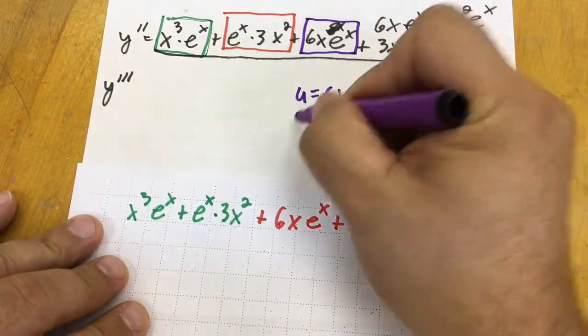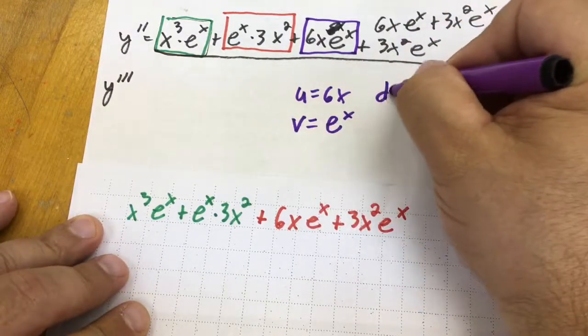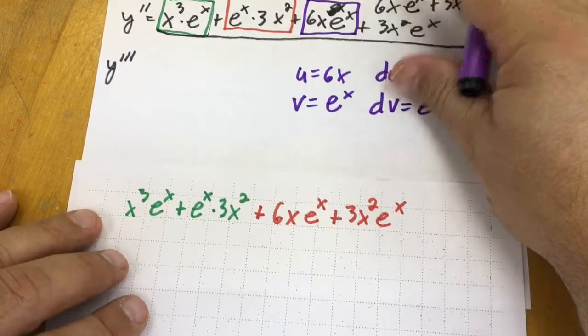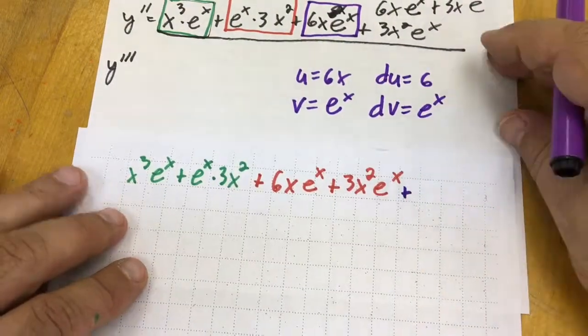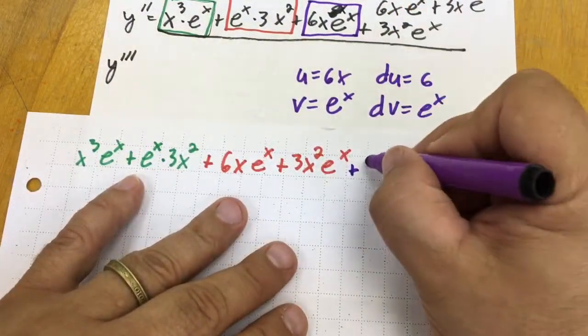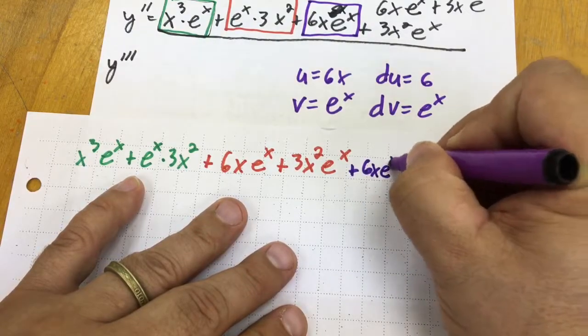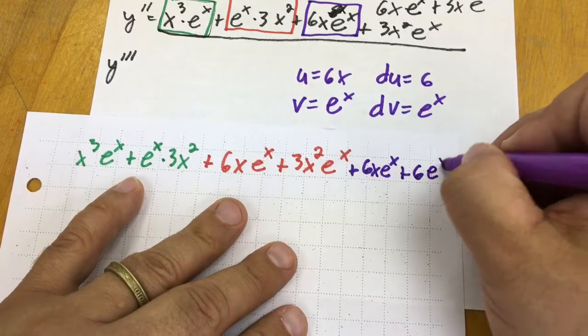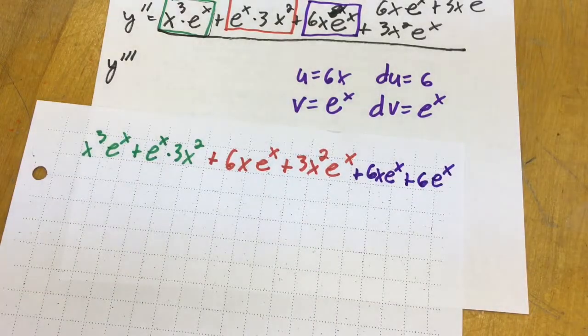u equals 6x, v equals e to the x, du equals 6, dv equals e to the x. u dv plus v du. I'm just going to add it over here and hope I fit it. It's going to give me 6x e to the x plus e to the x times 6, or 6 e to the x. Now, finally, I'm working towards the end here.